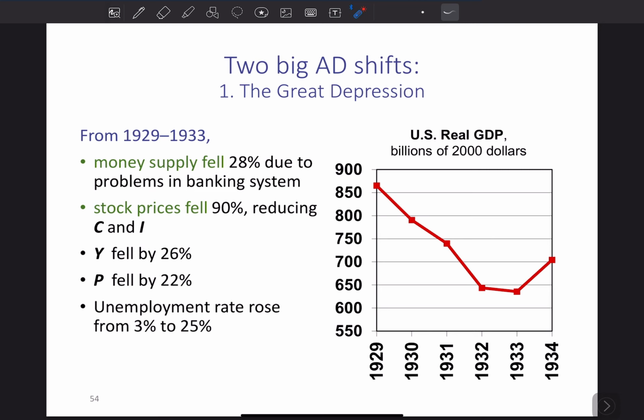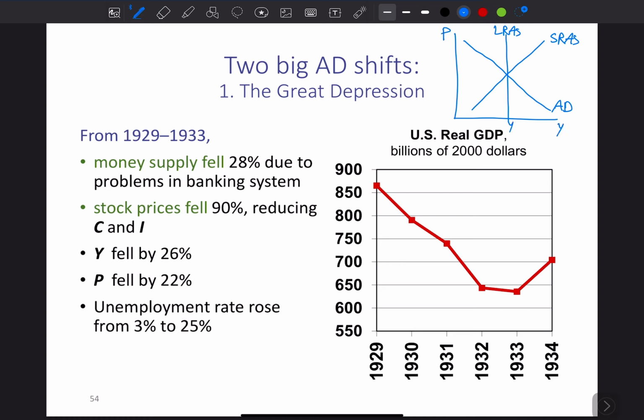During the Great Depression, between 1929 and 1933, two main reasons, changes in the money supply and a crash in the stock prices, resulted in a shift in the aggregate demand. So the economy was at this long run equilibrium. We had this aggregate demand, short run aggregate supply, long run aggregate supply, prices, output, and the economy was at the long run equilibrium level.